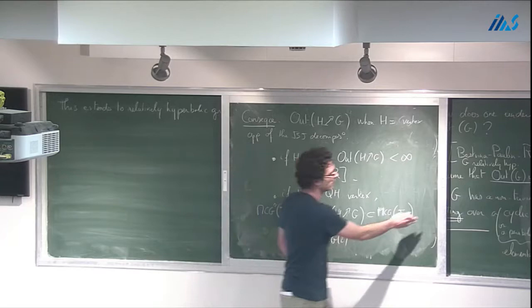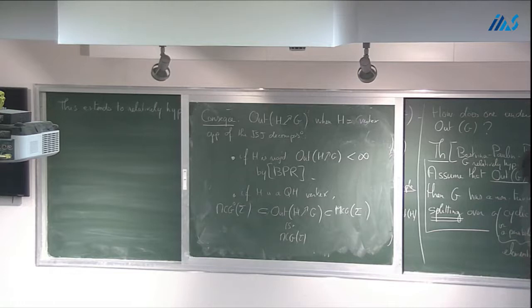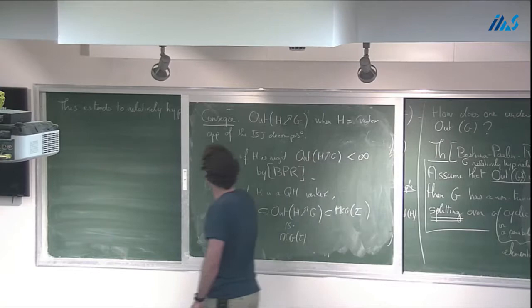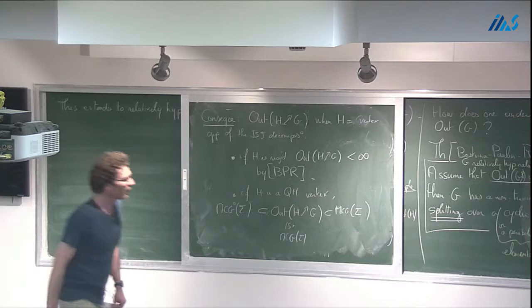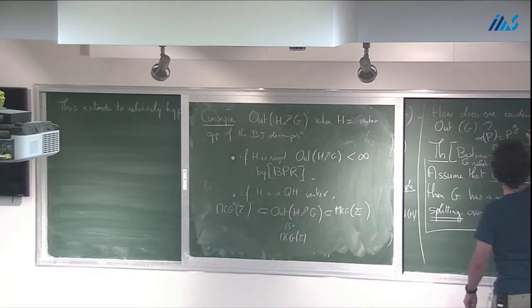So here, are you looking at Out G or at Out G relative to the subgroup? Yes, you're right. You want the group of automorphisms that preserve the conjugacy class of the parabolic group. Not the identity, there are two possible meanings. Here I just want to ask that P is sent inside P, up to conjugacy. So alpha of P is a conjugate of P for some g in the group.